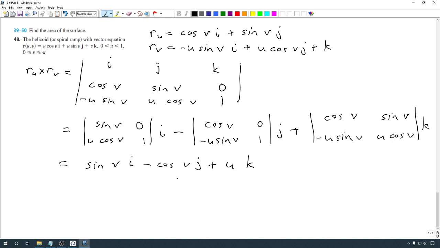So actually, we got a very nice form for our normal vector. This is actually perpendicular to our surface at any given point. In fact, it might be a nice thing to take a look at that. Pick whatever point you want on our picture.